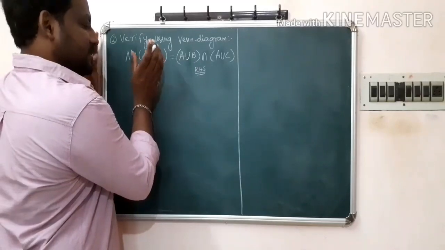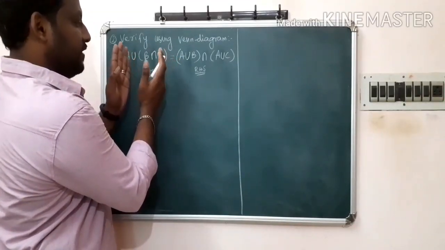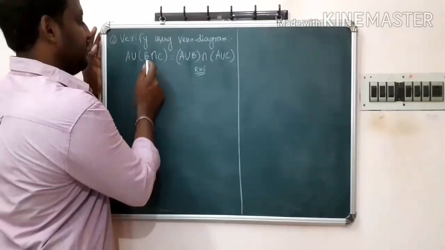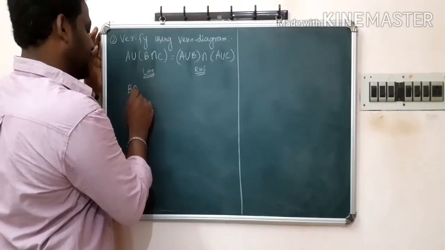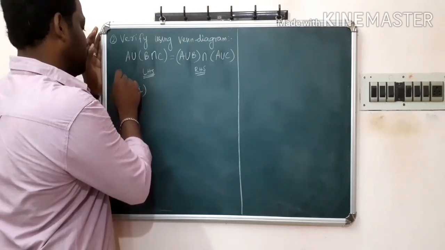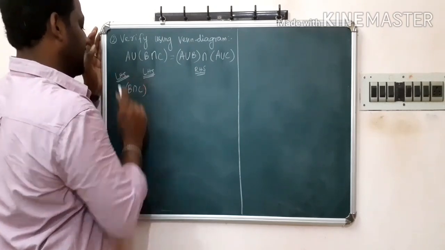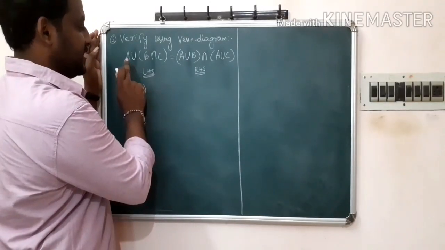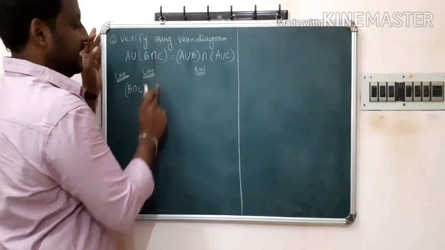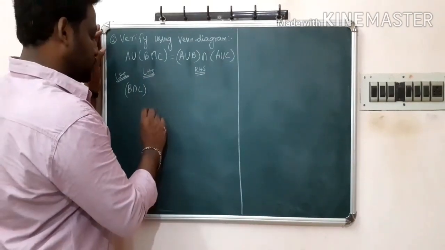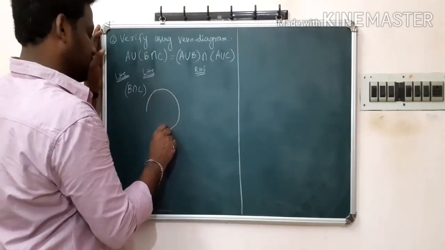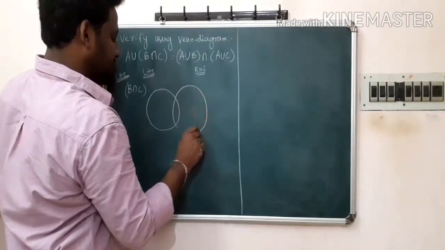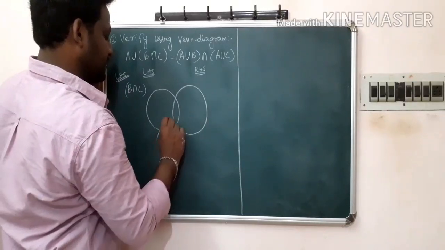Like the previous one, first of all we look at the bracket formation, that is B intersection C. So first we draw B intersection C. How many sets are given? A, B, C. Three sets are given, so we have to draw three circles. One circle is taken as one set.